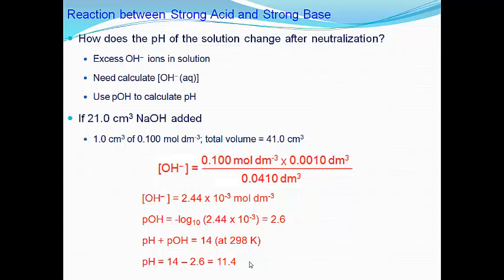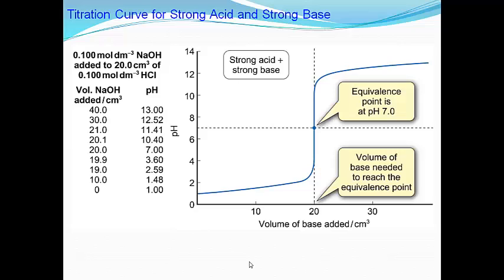So clearly we can see that with the addition of a small volume of OH minus, the pH changes drastically from 7 at neutralization up to 11.4. And what we're going to do is plot a graph, which is called a titration curve, of pH versus volume of base added. And this is the shape that is typical for a strong acid, strong base titration.